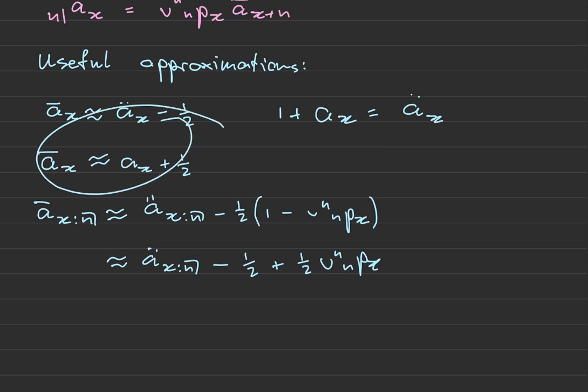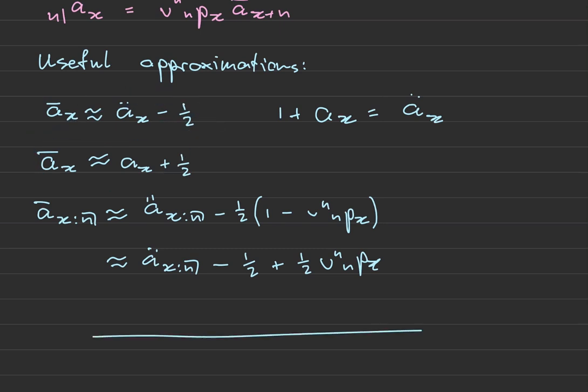So back to how we understand this. Let's understand this first formula. I'm going to draw a timeline for you. At age X, this person will be receiving a payment. At age X plus 1, they'll be receiving a payment. And they'll be receiving payments all the way until they die. Now, let's say they die aged X plus N.